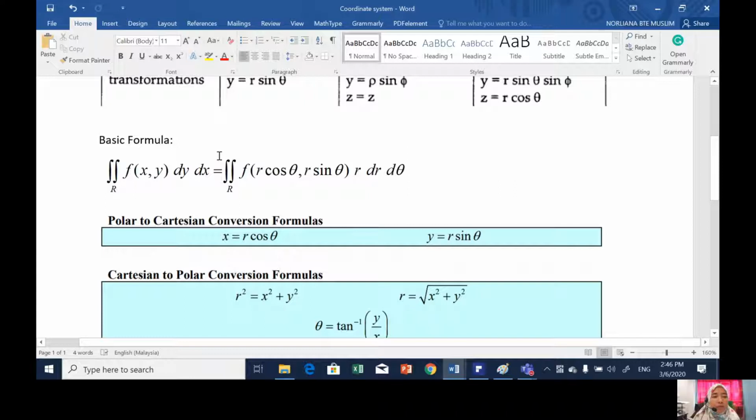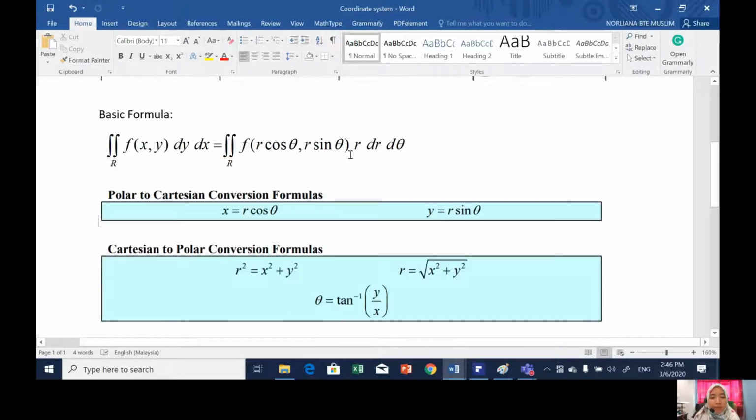So the basic formula for double integral between Cartesian and polar. Let's say f(x,y) is the function in terms of x, y, and dA is the integral that we want to perform. So the double integral in Cartesian given here will be equal to the one in polar coordinates. r cos theta is the conversion for x, and r sin theta is the conversion for y.